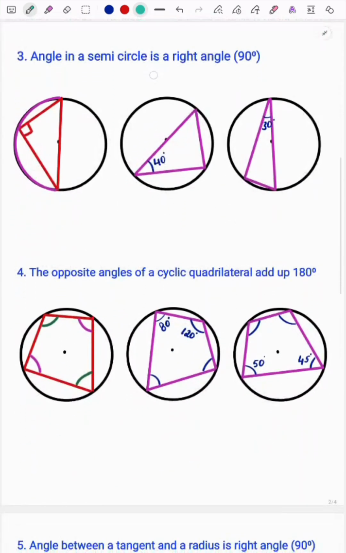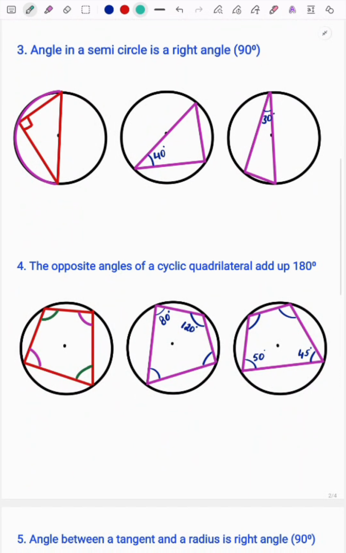Let's go to the third one. Angle in a semicircle is a right angle. Always angle in the semicircle. Let's have a look at it. This is a semicircle, so the angle over here will always be 90. This part will always be 90. This part will always be 90. Without any calculation, you can answer this.